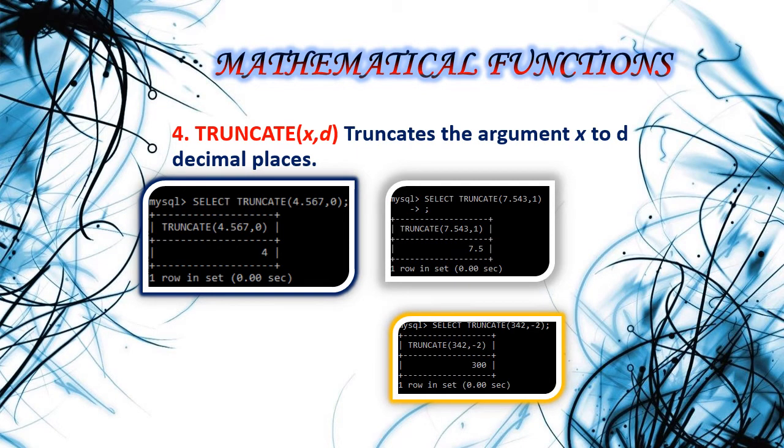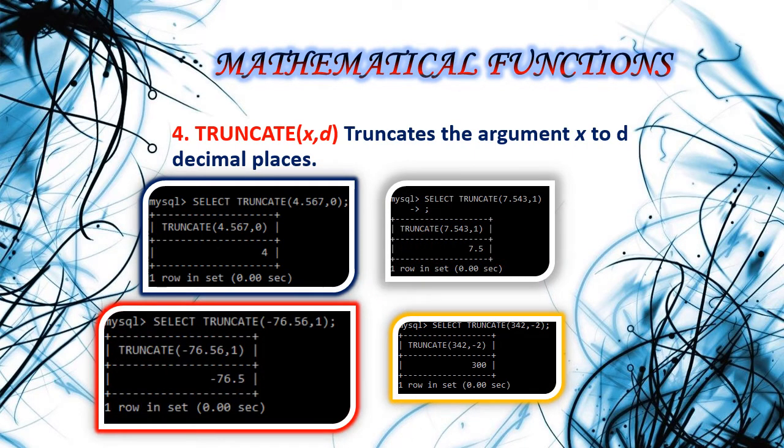And 342 comma -2 is given. So -2 means the ones and tens places are just filled with 0. -3 given means all the values are filled with 0. Then 76.56 comma 1, so one value should come after the decimal point, so the answer is 76.5. Positive 1 means one digit should come after the decimal point, so 76.5.